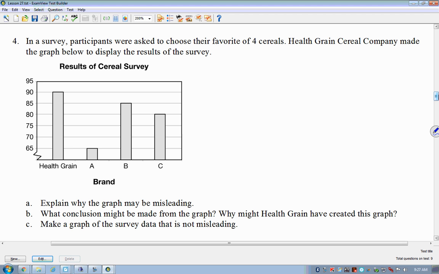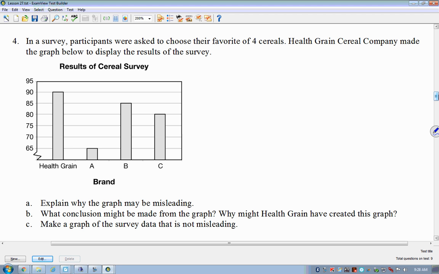Okay, they want you to explain why the graph may be misleading, what conclusion might be made from the graph, and why Health Grain created this graph. Well, you don't really want people whose data is on the graph to actually make the graph, right? So that's misleading right off the bat. But go ahead. There's 4 cereals and you can't tell which one's which. They say Health Grain is this one, but we don't know what A, B, and C are.